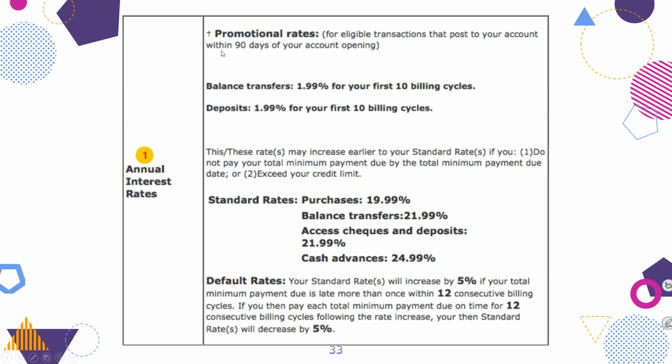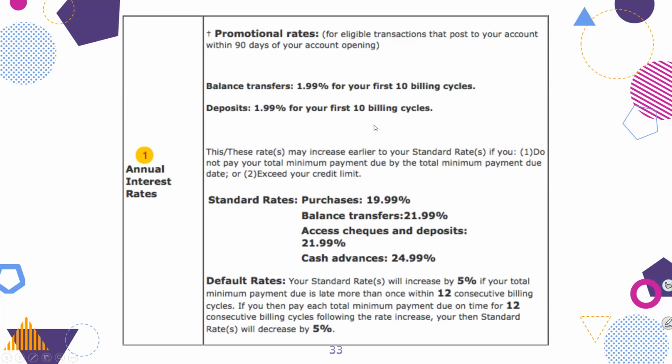It's going to tell you the rates. They might have a promotion. So if it has a promotion at the beginning, it might tell you that. It says here, for eligible transactions that post to your account within 90 days of your account opening, you get a promotional rate. So balance transfers are 1.99% and deposits are 1.99% for the first 10 billing cycles. That is the promotion they're using to try to convince you to use their card. Then they also say things like, these rates may increase earlier to your standard rate if you, 1, do not pay your total minimum payment due by the total minimum payment due date, or 2, exceed your credit limit.